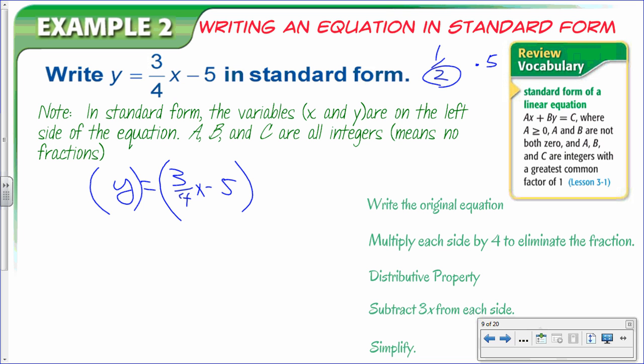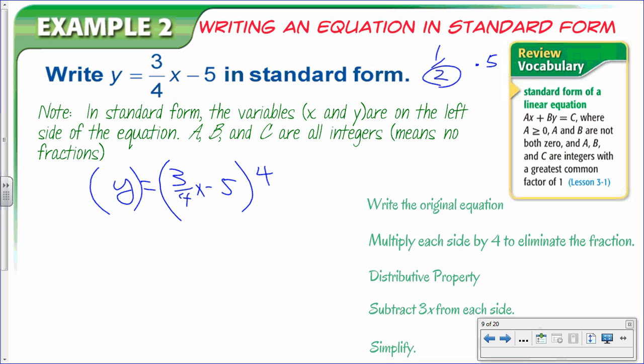Why do I put parentheses? Because I know that I'm going to do what? Multiply. You with me? Okay. What's the bottom number? What's the denominator? 4. So I have to multiply by what? 4. I just multiply by the bottom number. You guys with me? Just multiply by the bottom number, which is 4.